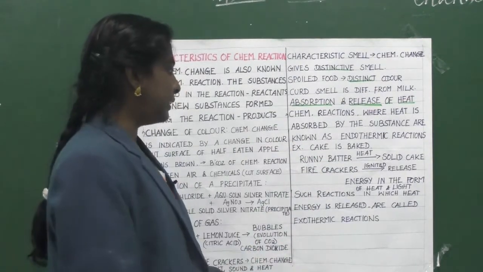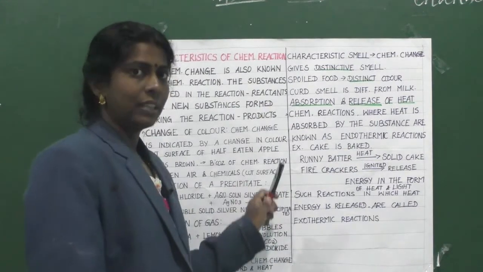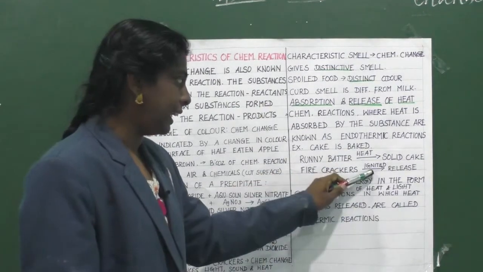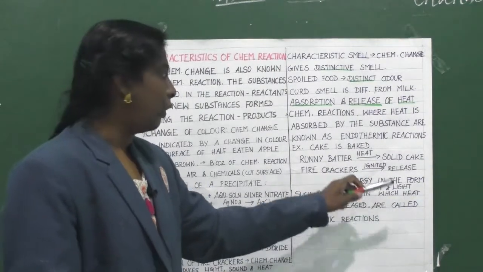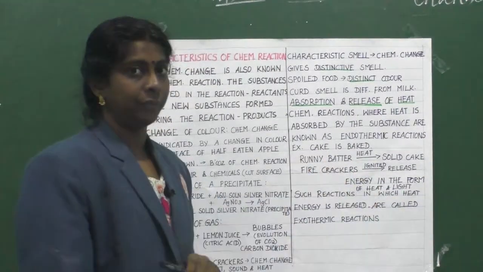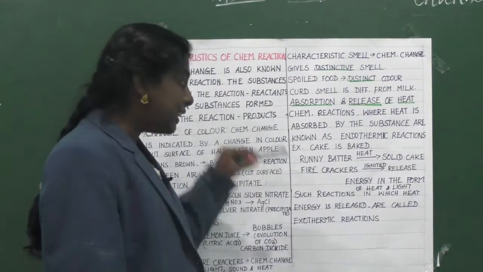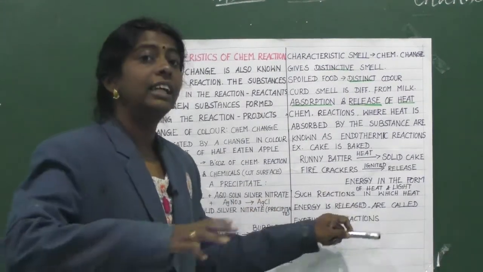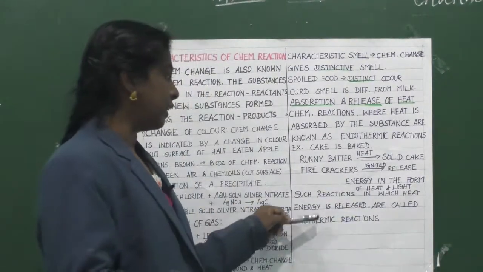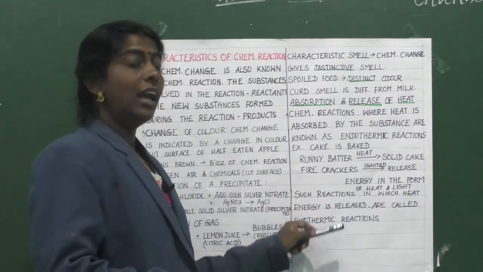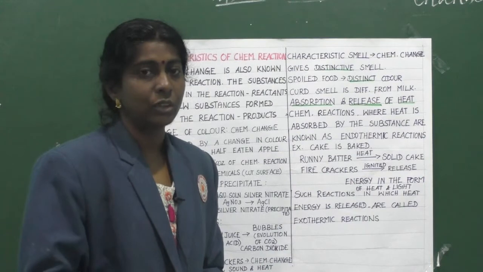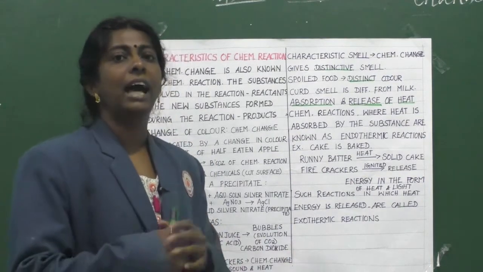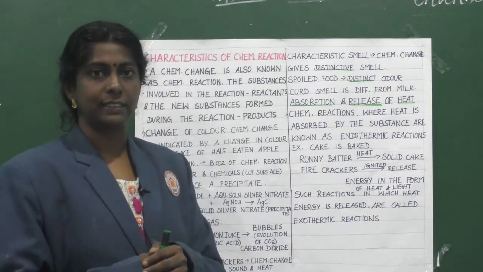Clear? Next, when firecrackers are ignited, they release energy in the form of heat and light. Such reactions in which heat is released are called exothermic reactions. So, this is about endothermic and exothermic reactions.